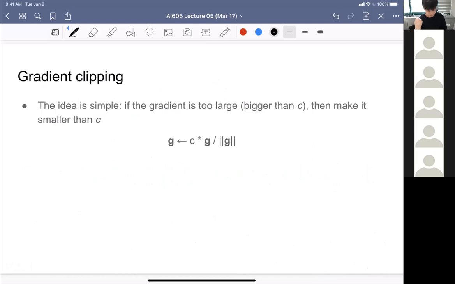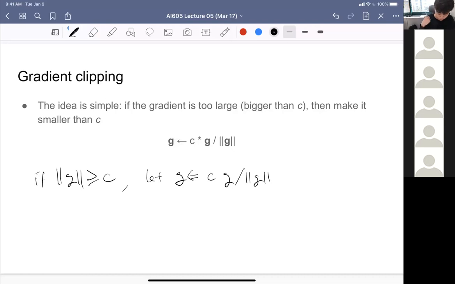So one of the possible solutions for exploding gradient is called gradient clipping, and it's quite simple. Because the gradients are too large, why not just make them smaller by dividing by a certain scalar value? So if the gradient is bigger than C, and when I'm saying bigger, I'm talking about the norm of the gradient being bigger than C, we perform: if the gradient is bigger than or equal to some C value, then let G be equal to C times G over the norm of G.